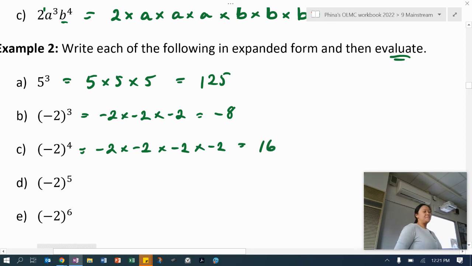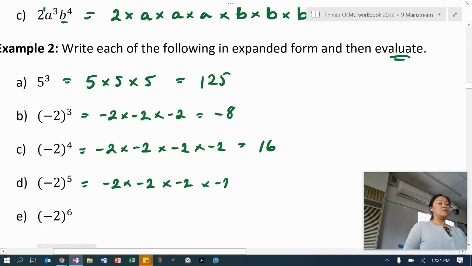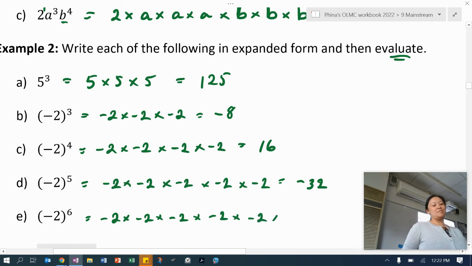Okay. Next one, negative 2 to the power of 5. So we'll do that 5 times. Negative 2 times negative 2 times negative 2 times negative 2 times negative 2. So if I want to do a shortcut, I've got 16, right? Times negative 2, negative 32. Okay. And then 6 times, so we'll just write it out 6 times. Negative 2 times negative 2 times negative 2. You're seeing a pattern? Yeah, good. That's the point of me doing this so many times. 2, 4, 6. Negative 2 times negative 32 times negative 2 makes 64.